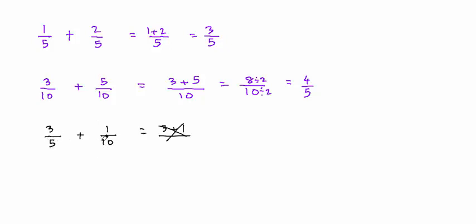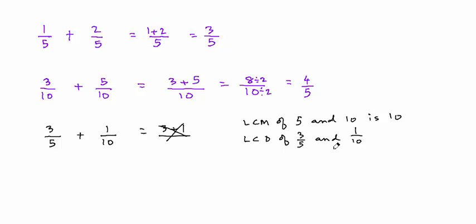The LCM of the denominators of these fractions is called the least common denominator, or the LCD. The LCM of 5 and 10, the least common multiple, is 10 itself. Or we could also say the LCD, least common denominator, of 3/5 and 1/10, the two fractions this time, is 10. 10 is the common denominator. This fraction is already on something over 10, so we don't need to change that.